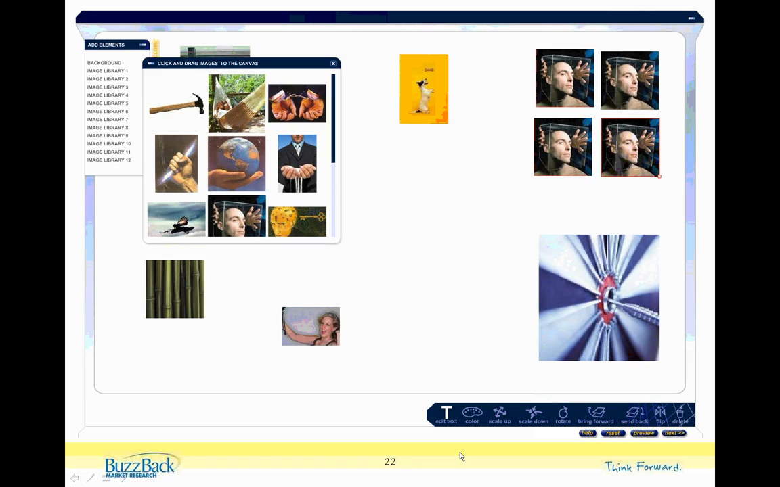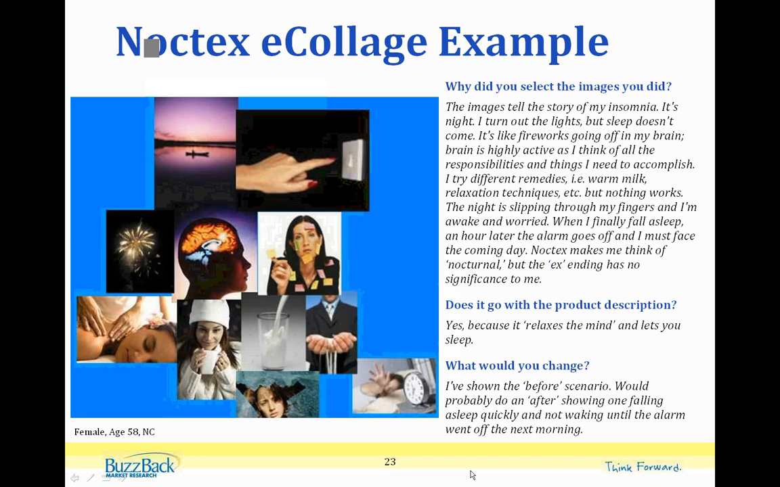So we capture this information for all consumers. We know which pictures everybody used, where they placed them, and all of the properties of that collage canvas. We can reproduce that either quantitatively or visually as a completed collage. Here is an example of one consumer's collage in reaction to Noctex. Now, we never just do a collage exercise on its own. We always have several probes afterwards to have them help us decode what that personal collage meant to them.